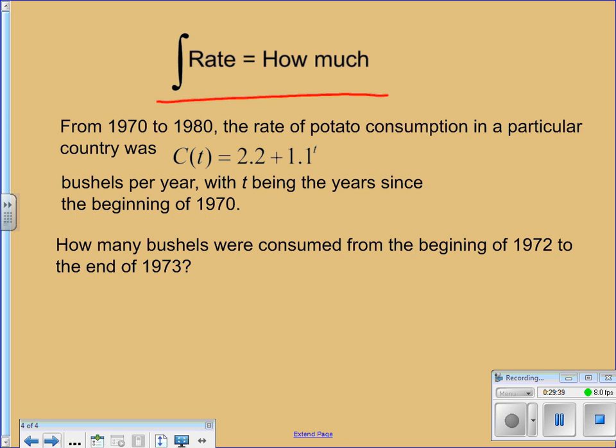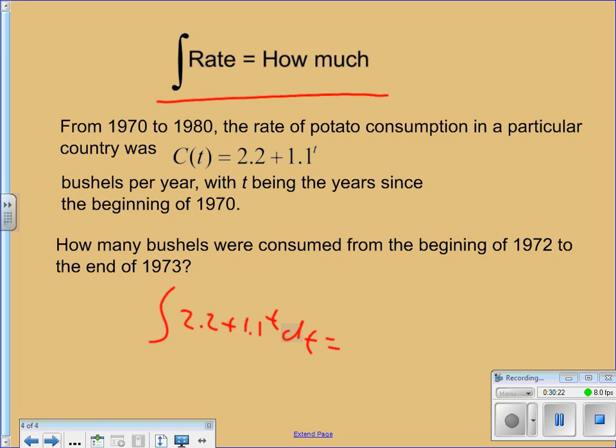So it's the integral of the rate. What you need to do is come up with an equation and then come up with the answer. The most important part of this problem for me is the equation. The integral of the rate equals how much? We're asked how much, so we need the integral of 2.2 plus 1.1 to the T dt. But what do we need to go with it? Bounds.